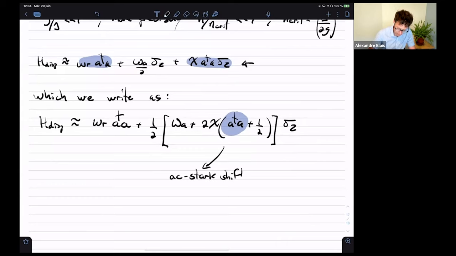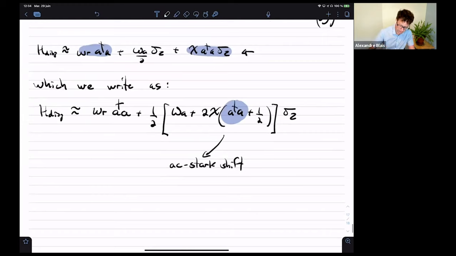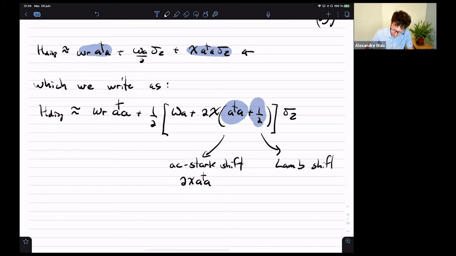That's a standard result from second order perturbation theory, now adapted to a quantized field rather than a classical field. I'm sure you've done this in perturbation theory before, and you've done this with Jens to obtain this dispersive Hamiltonian. So the AC Stark shift is given by 2 chi a dagger a. And the term that I had dropped before, because it wasn't really important in the discussion at that point, but which I wanted to include to be a little more complete, is known as the Lamb shift. This is simply given by chi, because of the one half and the factor of 2.